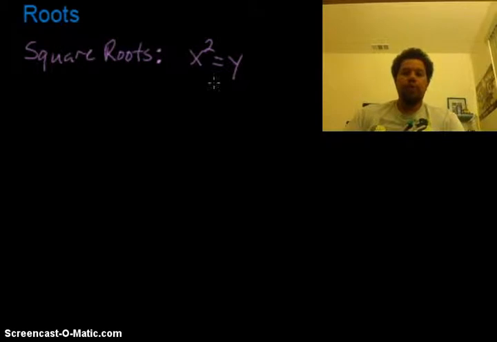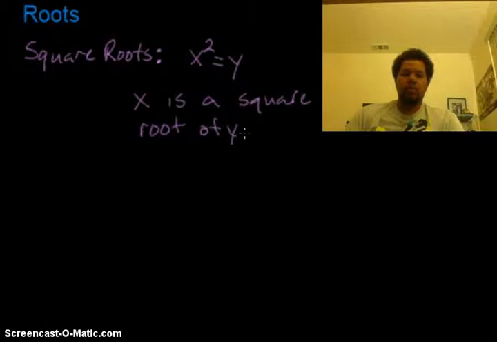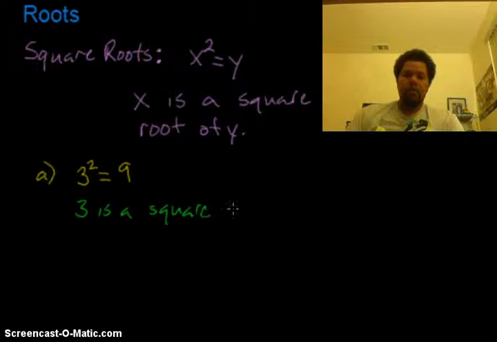Okay, so square roots. In symbols, it means some number x squared equals y. If we have this relationship, it means that x is a square root of y. So let's take a look at what that means in numbers. We have 3 squared equals 9. We know that's true. So because of this relationship, we know that 3 is a square root of 9.